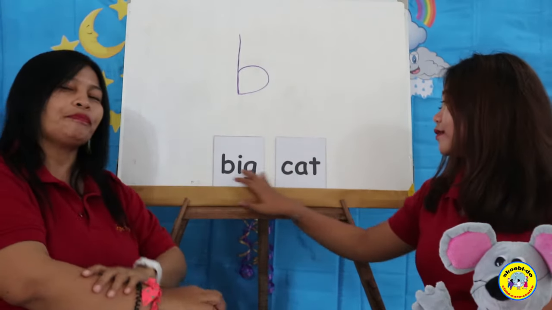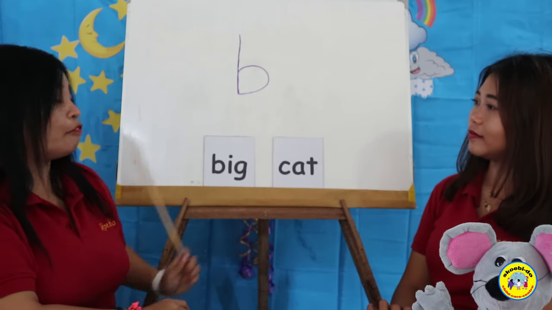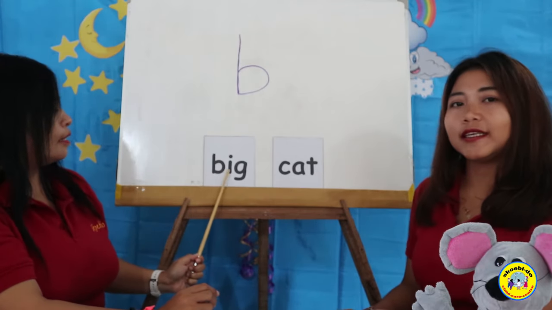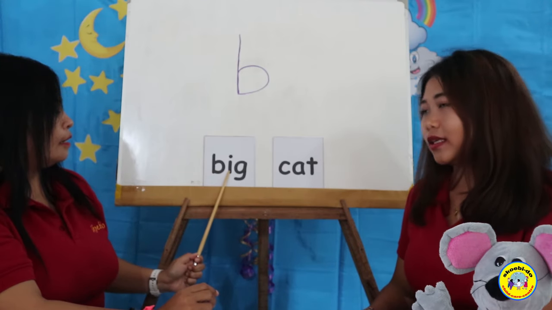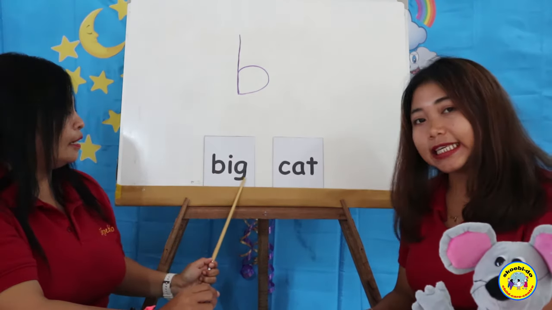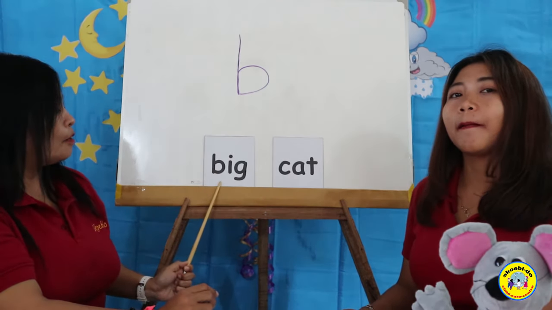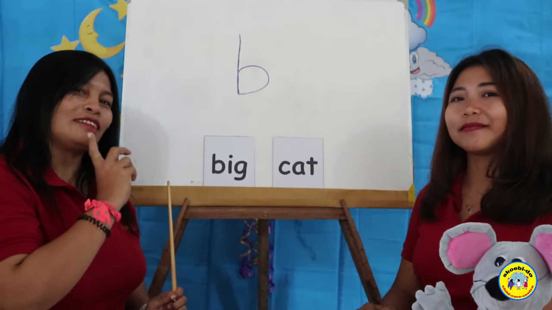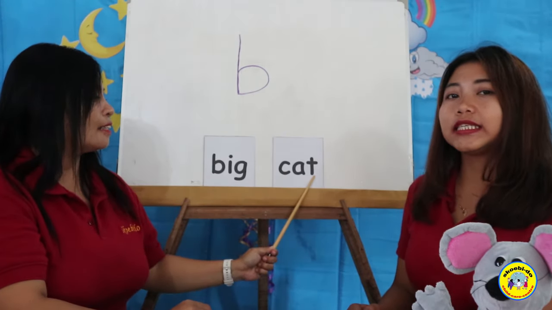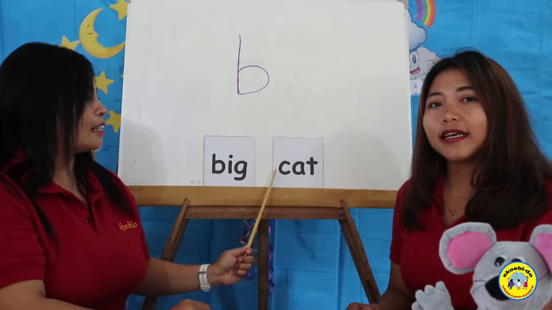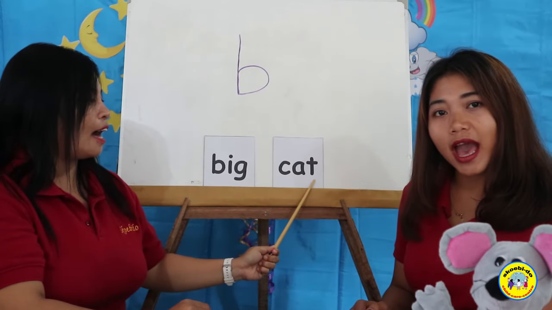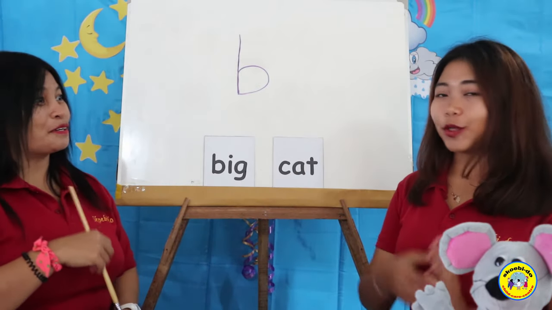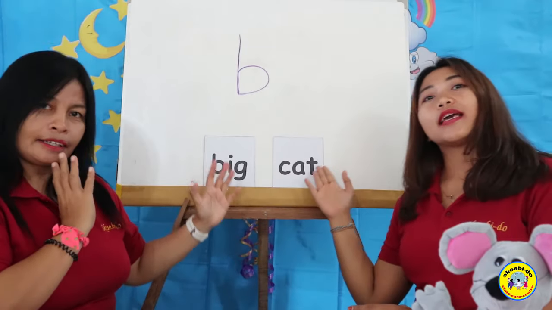Put it here. Yes. Let's start, Miss. All right. Okay. Focus on our words today. We have two words. Let's start. B-E-G, big. So big. All right. Next word. Cat. Whoa, very good. So we have big and cat.